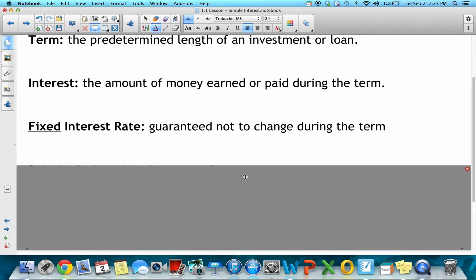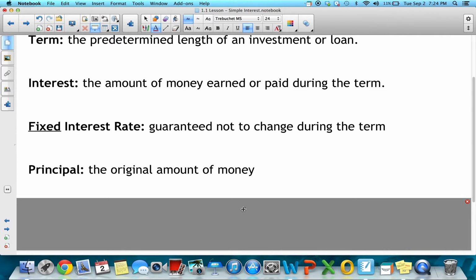The next one is a fixed interest rate. I've underlined the word fixed here because that means that it's guaranteed not to change during the term. Lots of people will choose to lock into a fixed rate to avoid the risk of a fluctuating interest rate. Typically, though, when you're talking about fixed interest rates, you may not necessarily get as good of a rate as if you were to take the chance on a fluctuating one.